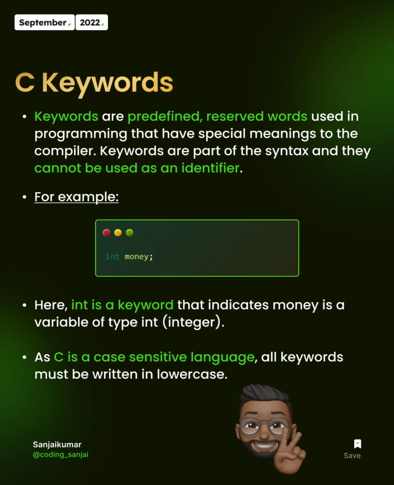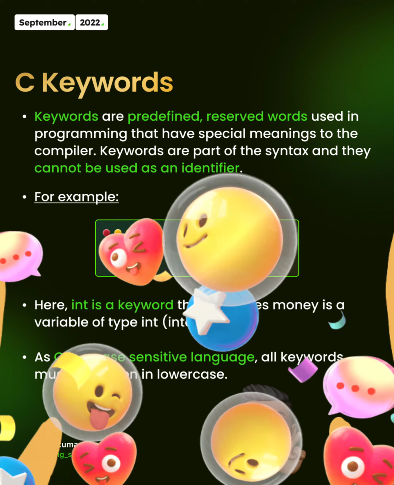C keywords. Keywords are predefined, reserved words used in programming that have special meanings to the compiler. Keywords are part of the syntax and they cannot be used as an identifier. For example, int money. Here, int is a keyword that indicates money as a variable of type int, integer. As C is a case-sensitive language, all keywords must be written in lowercase.